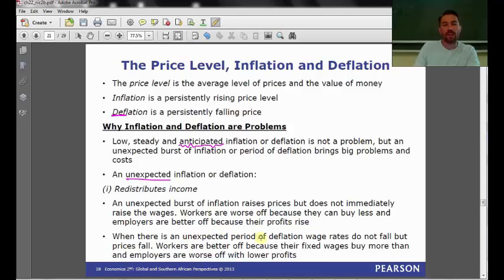Okay, so it redistributes income. When there are unexpected periods of deflation, well, that's okay. Wage rates do not fall, but prices do fall, in which case workers would be better off because their fixed wages buy more, and employers are worse off. So inflation would be a redistribution towards employers. Deflation would be redistribution towards workers. If you don't keep a tight control over inflation, you don't tend to have deflation, put it that way. You tend to have inflation. Okay?